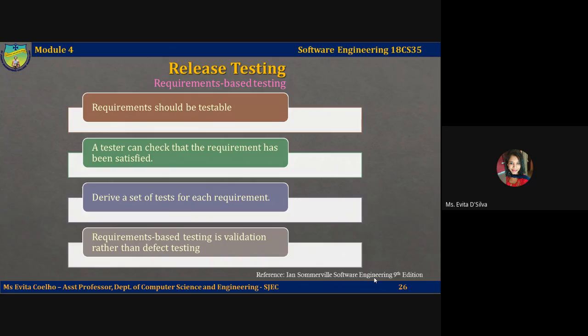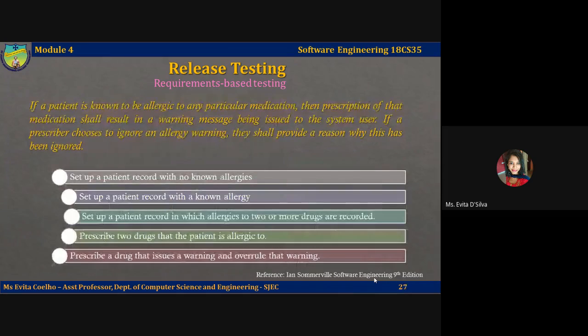Requirements based testing is validation rather than detecting defects. That is, you are trying to demonstrate that the system has properly implemented its requirements and is delivering what it is supposed to deliver. Let us consider the related requirements for MHC-PMS, which are concerned with checking for, say, drug allergies. Now, if a patient is known to be allergic to any particular medication, then prescription of that medication shall result in a warning message being issued to the system user. If a prescriber chooses to ignore an allergy warning, they shall provide a reason why this has been ignored.